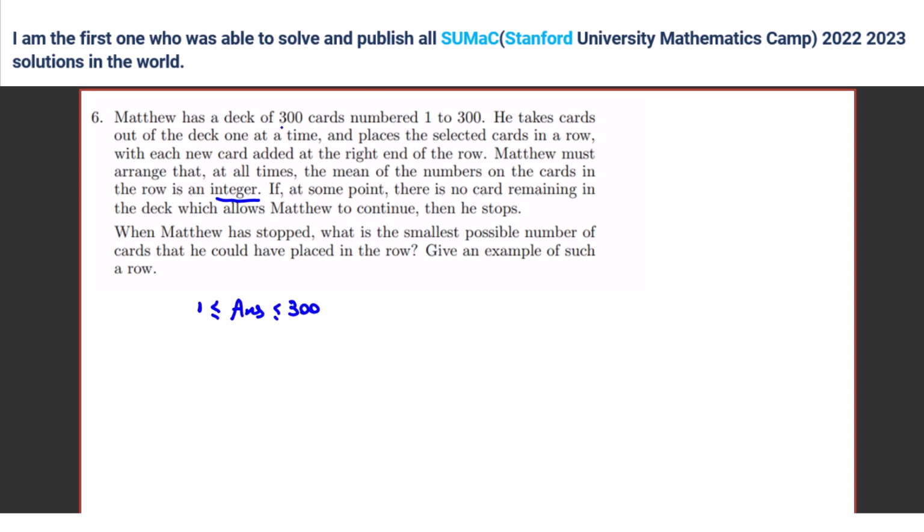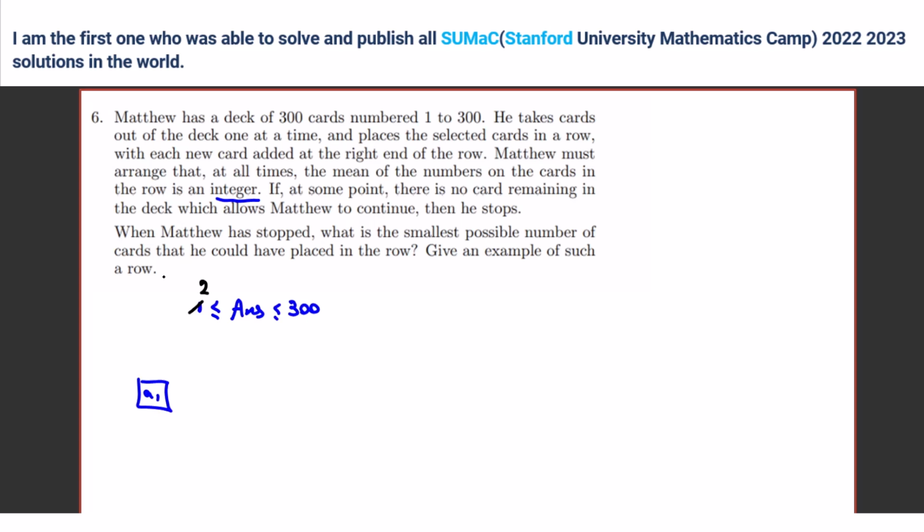With 300 cards, obviously the answer is at least 1, because when Matthew selects the first one, the mean is always an integer, because a1 over 1 is an integer, right? So let's first work a bit on this one. Can we say the answer is at least 2 also?